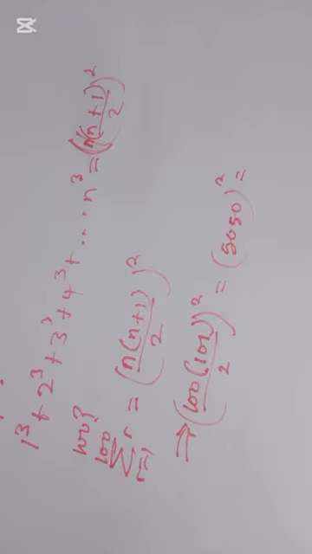5050 squared equals, oh, this is huge. You can check that with your calculator. Oh my God, this is wonderful. All right, guys, I hope you understand this concept. I hope you get what we are trying to say. So this is the sum of the cubes of the first 100 integers.